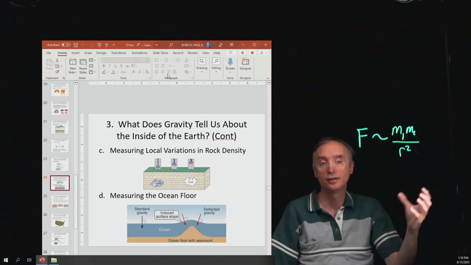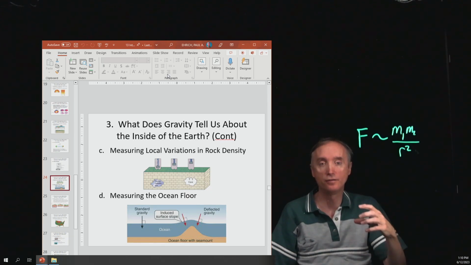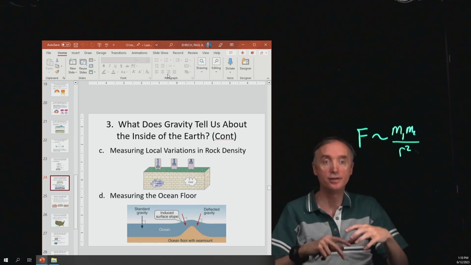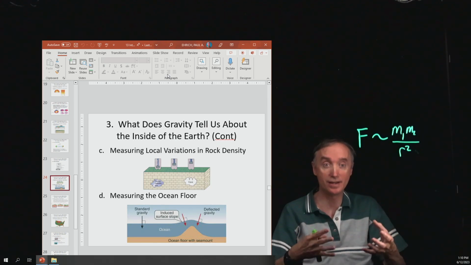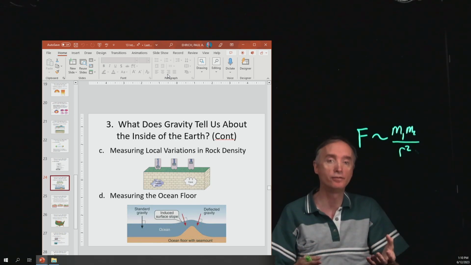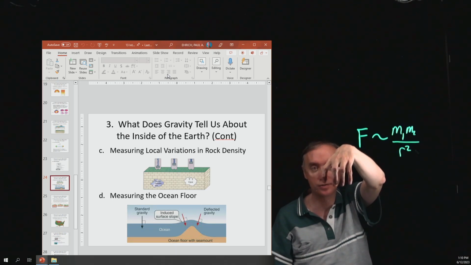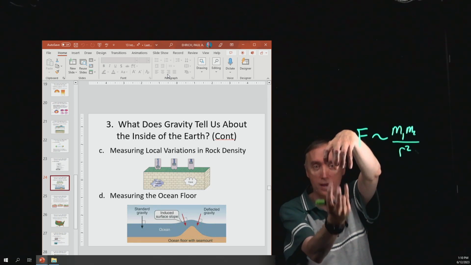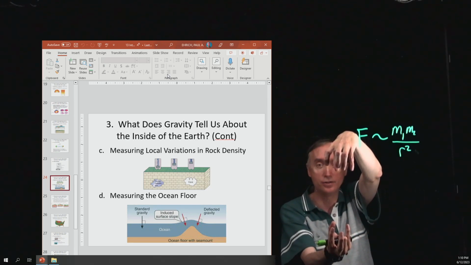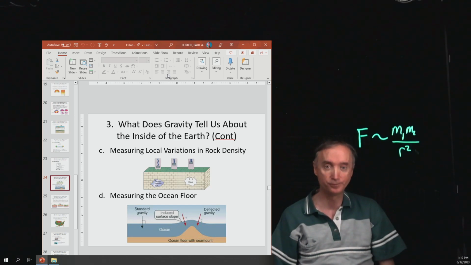On the other hand, let's say that you are looking for lead. Lead is very massive. It's dense, so for the same amount of volume, it's going to have more mass. If you're taking your gravitometer and you move over a lead deposit, then all of a sudden that little mass is going to be pulled down, and you would be able to locate the lead.